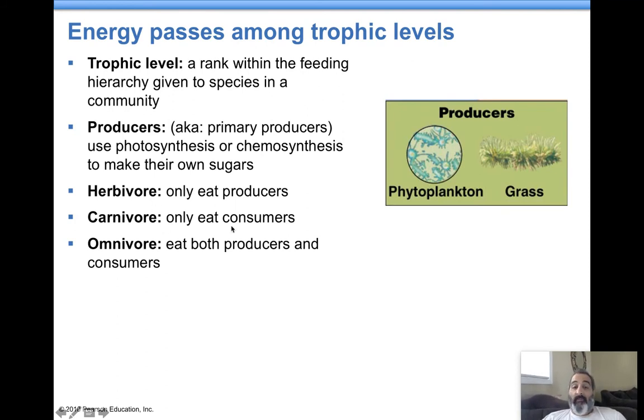Okay. Carnivores, they only eat consumers. So they only eat things that also eat. All right. Omnivores, they eat both a producer and a consumer. So they're going to eat what some of you would call a plant and what some of you would call meat or tissue.